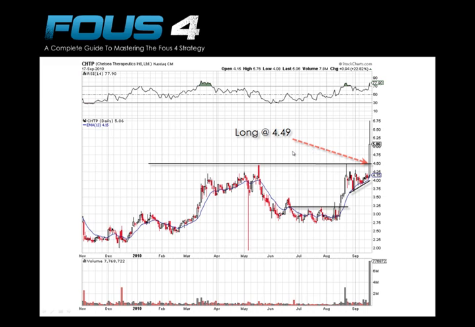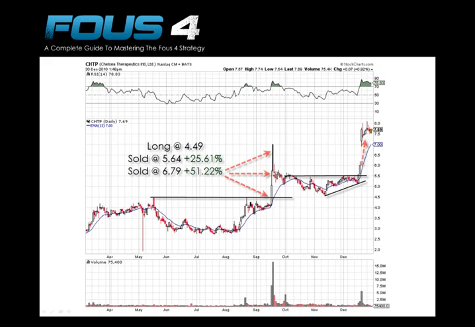So looking over next, I actually sold half my position. This is an example of using half positions as your exit. I took advantage of that huge rise in price action and sold at 5.64 for 25.61% on half my position, because I bought in at 4.49, then this just blew up all the way up to about 5.75 the same day, so I took advantage of the strength.